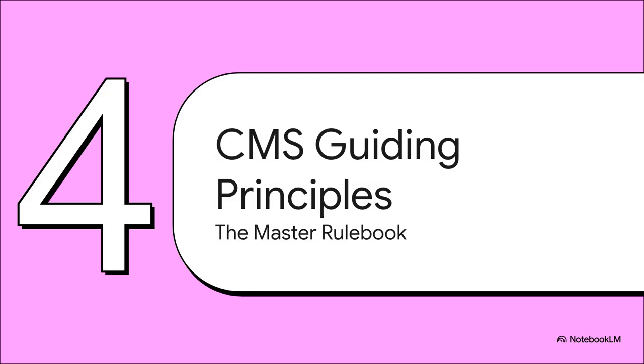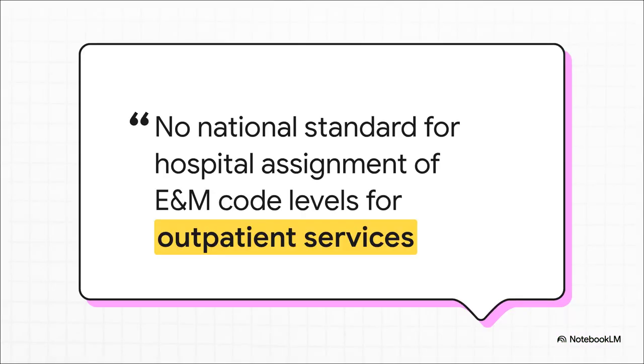That leads us right into Section 4, CMS Guiding Principles. Since we know the facility bills for room and resource usage, we need to know who hands down the master rulebook for how to actually count and score those resources. Surprisingly, the answer is no one. CMS completely refuses to give us a single, standardized national cheat sheet for facility coding. It is essentially the Wild West. Instead, CMS forces every single hospital to establish and write its own specific facility billing guidelines.